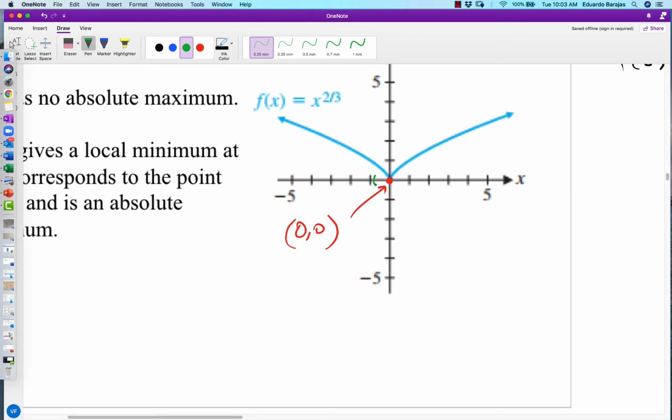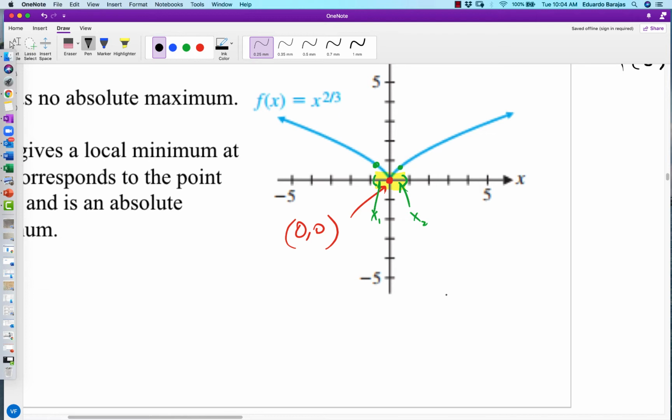If we create a little neighborhood around it like that, then we know that in that little neighborhood, any other x value you choose, like maybe that one or maybe that one, will always result in an output value that is greater than or equal to that one. That one is the smallest one in that neighborhood.